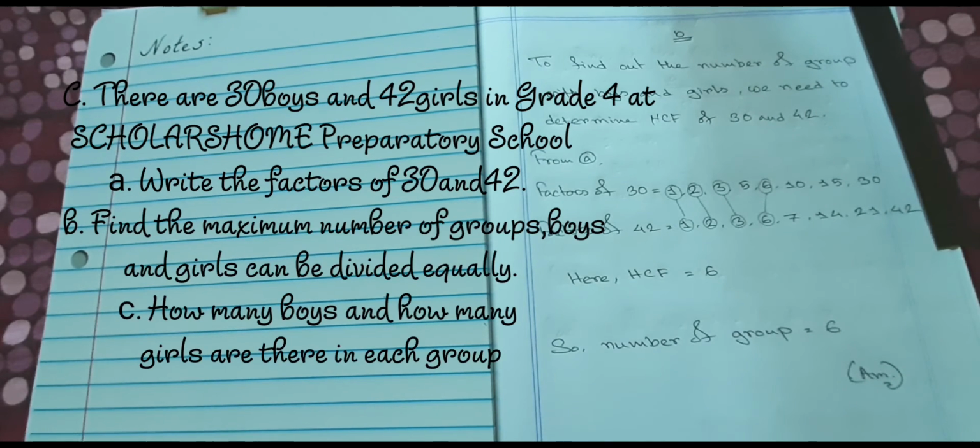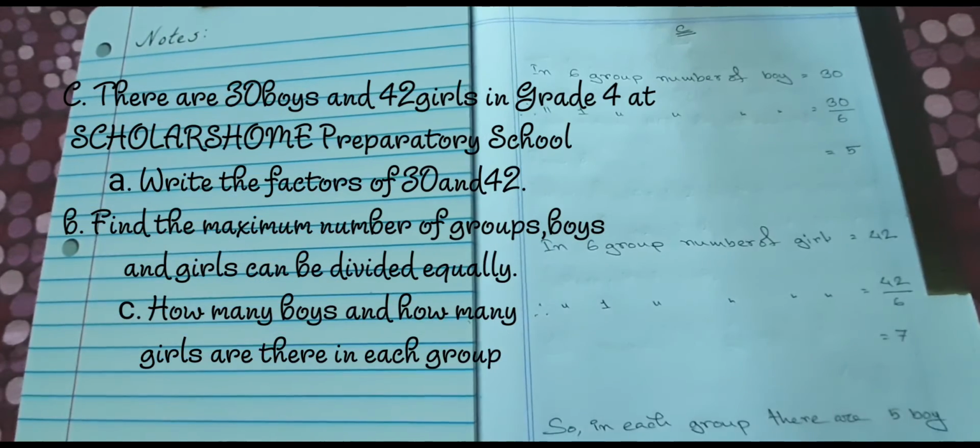So less than or equal to 30, we are actually looking for a small number, and only a small number can be obtained with HCF, not LCM. LCM gives us the big number and HCF gives us the small number. So the HCF is 6, the number of groups is 6.